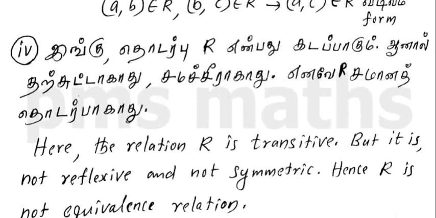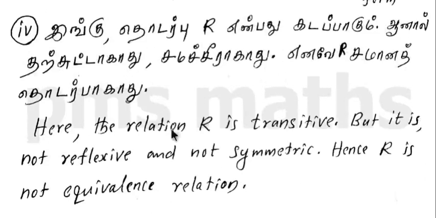Therefore, we can say the given relation R is transitive. Then, fourth one. Here the relation R is transitive, but it is not reflexive and not symmetric. Hence, R is not an equivalence relation. What is the condition for an equivalence relation? If a relation is reflexive, symmetric and transitive, then we can say R is an equivalence relation. But here R is transitive, but it is not reflexive and not symmetric. Therefore, we can say R is not an equivalence relation.